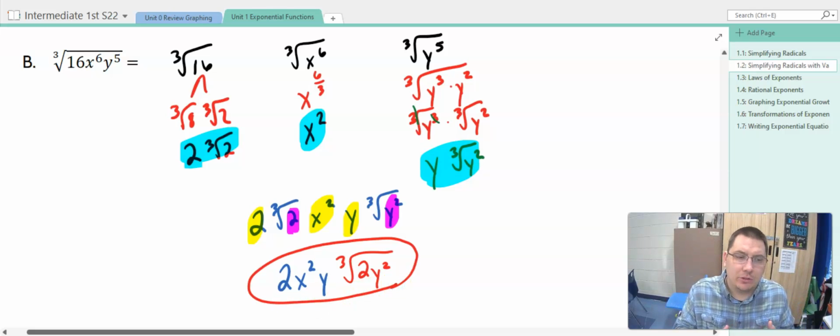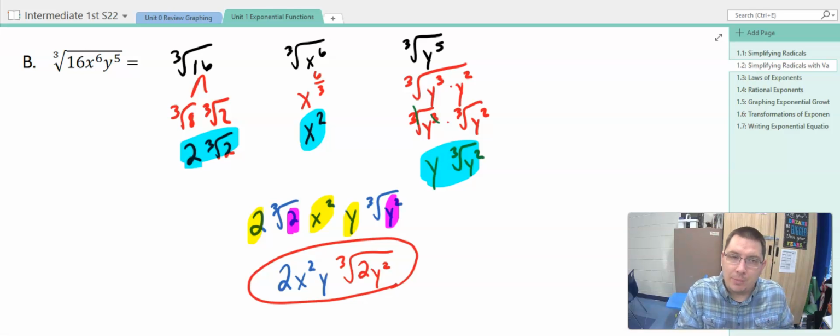Again, it looks a little longer than what the original problem is, but it is simplified because we pulled out like terms. Like we talked about in 1.1, like reducing a fraction, the same idea applies here.